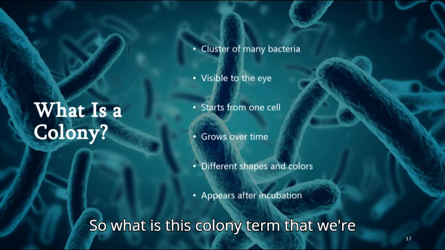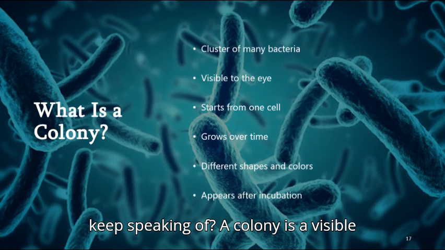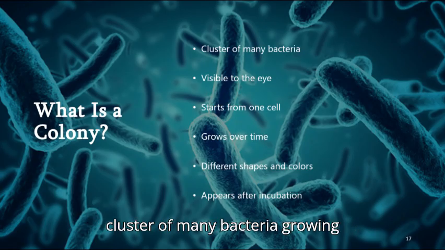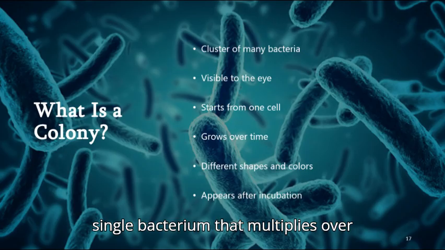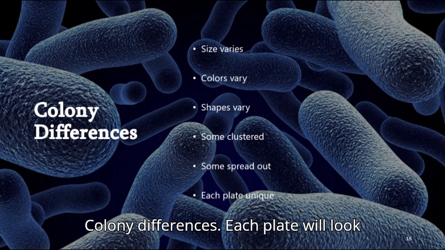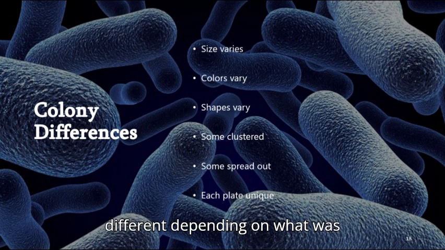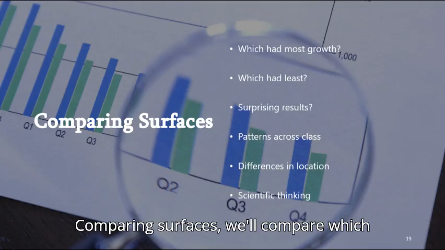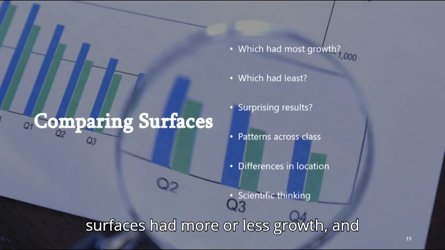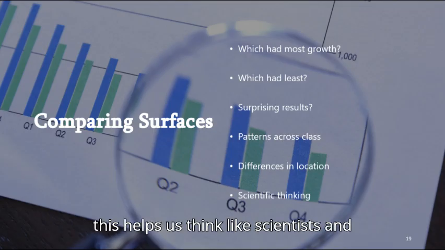So what is this colony term that we keep speaking of? A colony is a visible cluster of many bacteria growing together. Most colonies start from a single bacterium that multiplies over time. Colony differences. Each plate will look different depending on what was swabbed, and colonies can vary in size, color, and shape.